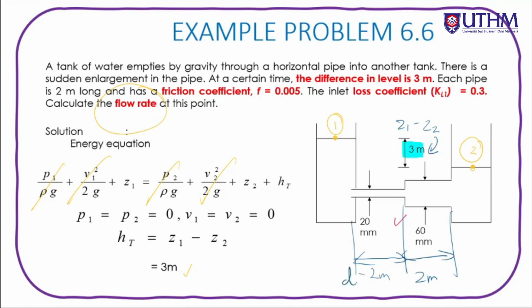Alright, dia punya L L. Okay, and has a friction coefficient of F. Dia pun sama. Sama dengan 0.005. So senang lah kita nak kira major losses dia. Okay, so the inlet loss coefficient is 0.3. Oh, dia bagi tahu dekat inlet sini. Inlet sini akan ada loss. Kat sini pun akan ada loss. Kat sini pun akan ada loss. Kan? Inlet losses dia dah bagi KL1 0.3. Okay. KL1 0.3 dekat sini. Okay. Sini dia tak bagi. Sini tak ada. Okay. Alright.